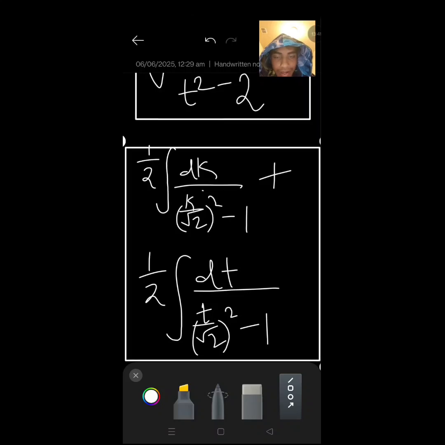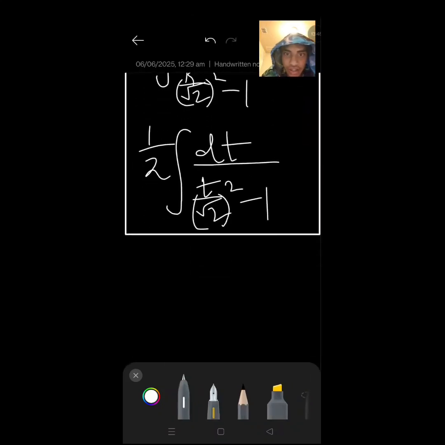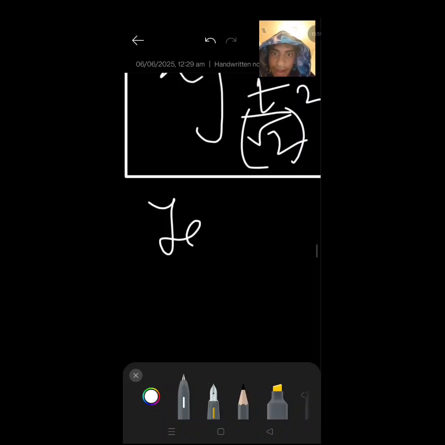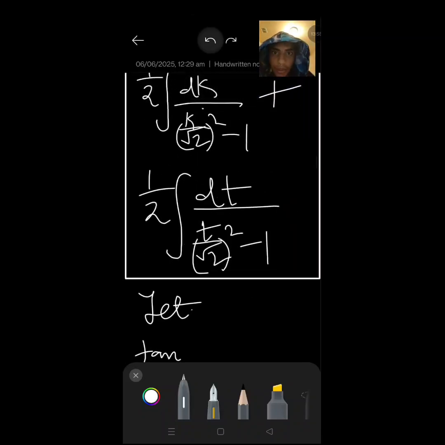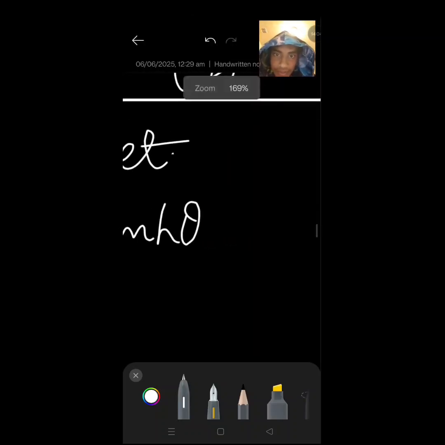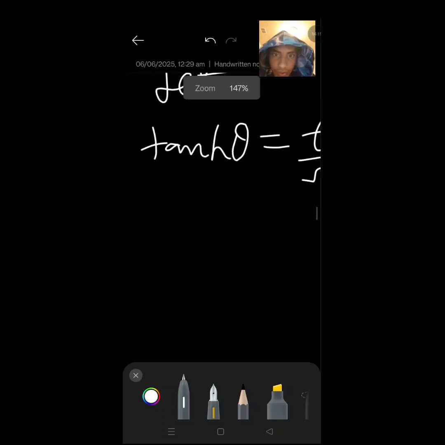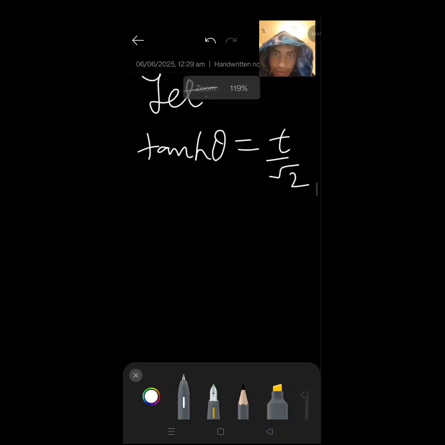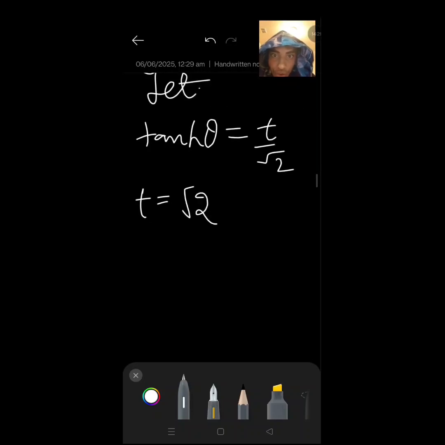Now I think it's a good time to use our hyperbolic functions. So let's dive into it. As I said, hyperbolic tangent is what we need to use. For this we'll just use hyperbolic tangent, right? Let hyperbolic tangent theta equal t over root 2. So basically we can say that t in this case would be root 2 hyperbolic tangent theta.